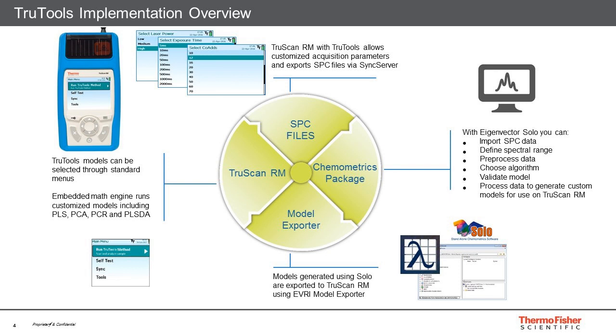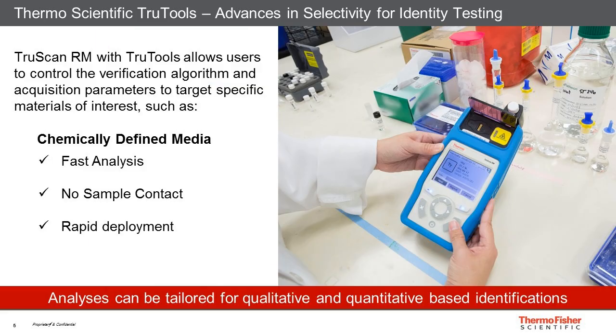The custom TrueTools method will then produce qualitative or quantitative results on board the TrueScan and synchronize all the required reports. In short, analysis can be tailored for challenging incoming raw materials which you may have heard of, polysorbates, PEGs, poloxamers, which may vary in molecular weight distribution, or as the topic of this quick discussion, for complex formulation of materials like chemically defined media.